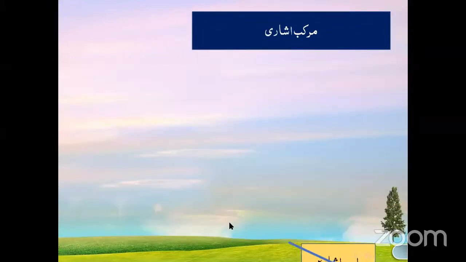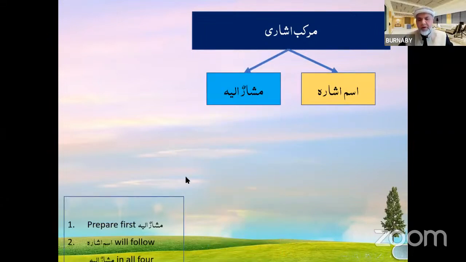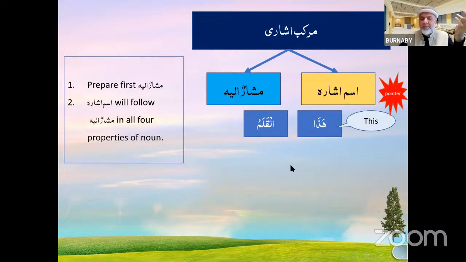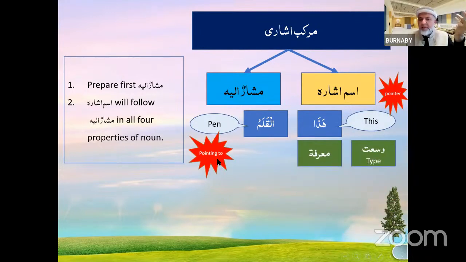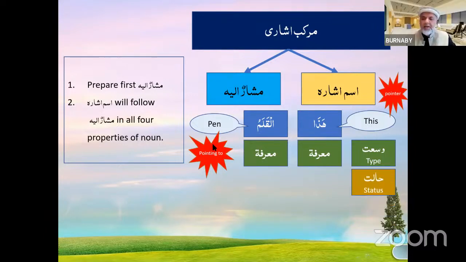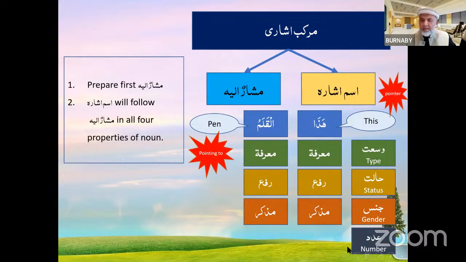So murakkab-e-ishari, we briefly touched upon it before, and we said it has an ismul ishara and it has musharun ilay. It has a pointer and the thing you're pointing to. The thing you're pointing to is called musharun ilay. Ilay means towards. Isn't ilay a harf jar? Yes. Ilay means to point to something. So Hazal Kalamu, the translation will be this pen. This is the pointer and this is what it is pointing to. And the wusat of these, they're both marifa, because haza is always marifa. I don't want to go into a lot of detail here because we have done this many times. Haza is rafa and al kalam is rafa. And jins, they're both male, mudakkar, and they're both singular.